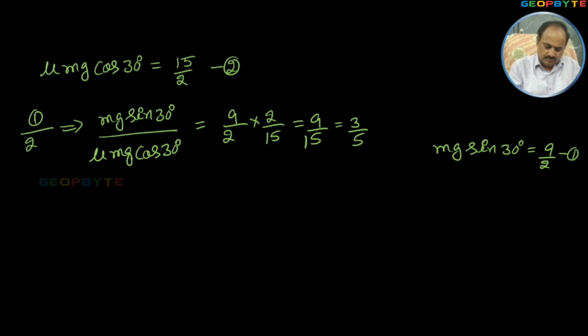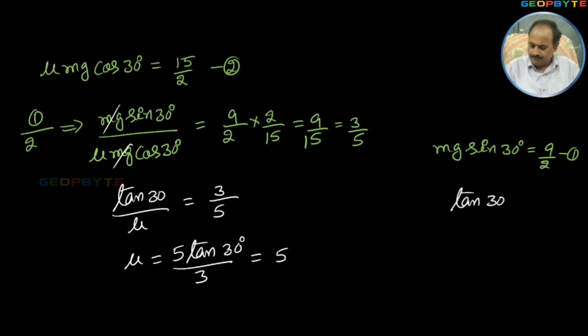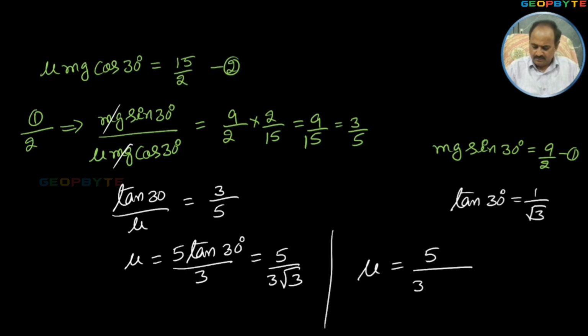3 by 5. So this mg part is cancelled. Here sin 30 by cos 30, you can write tan 30 divided by mu equal to 3 by 5. From this mu equal to 5 tan 30 degrees divided by 3. It is equal to 5 into, tan 30 degrees equal to 1 by root 3, it is equal to 3 root 3. That is the mu value. Therefore, mu equal to 5 divided by 3 root 3.